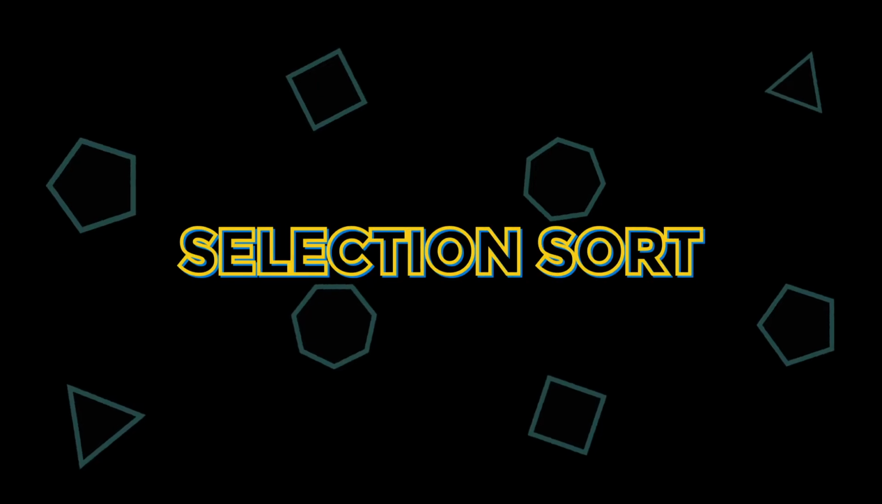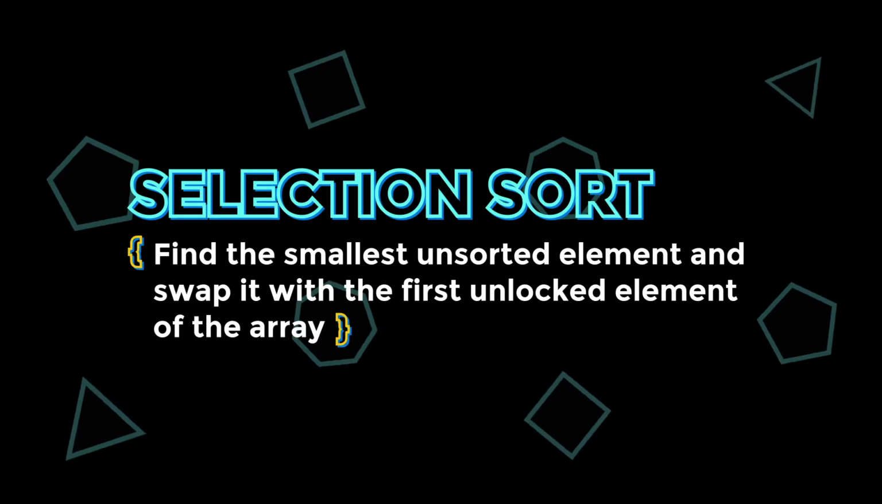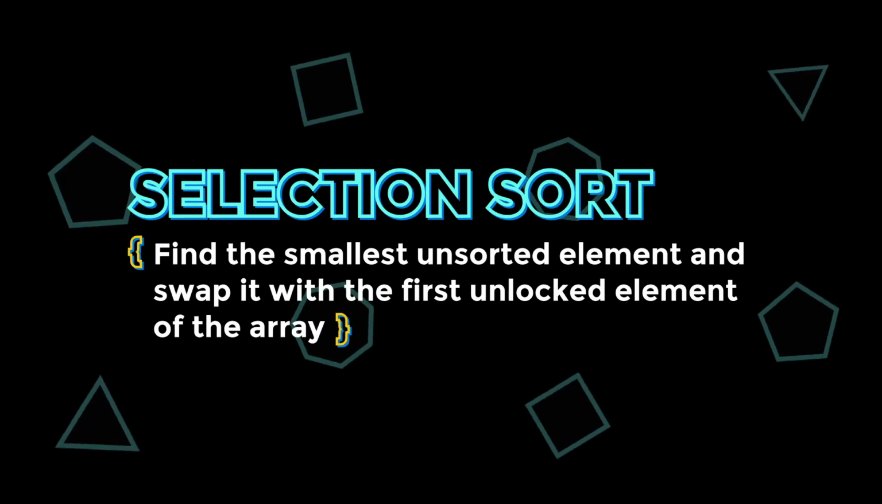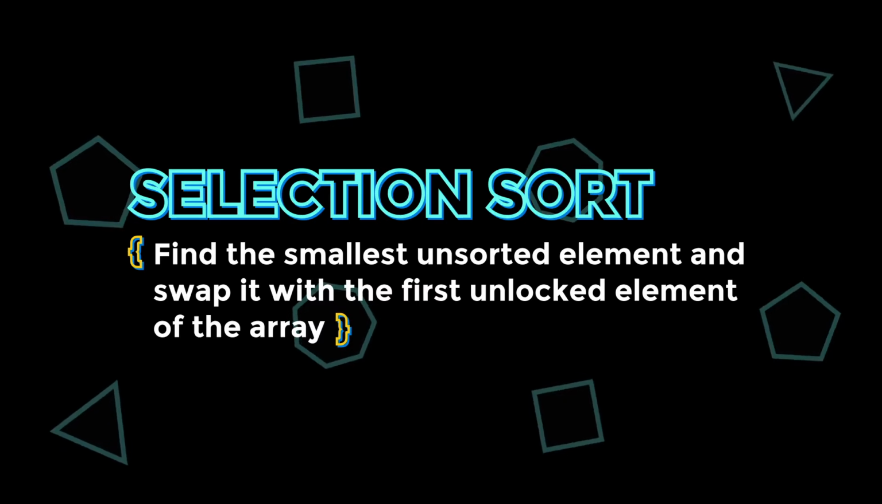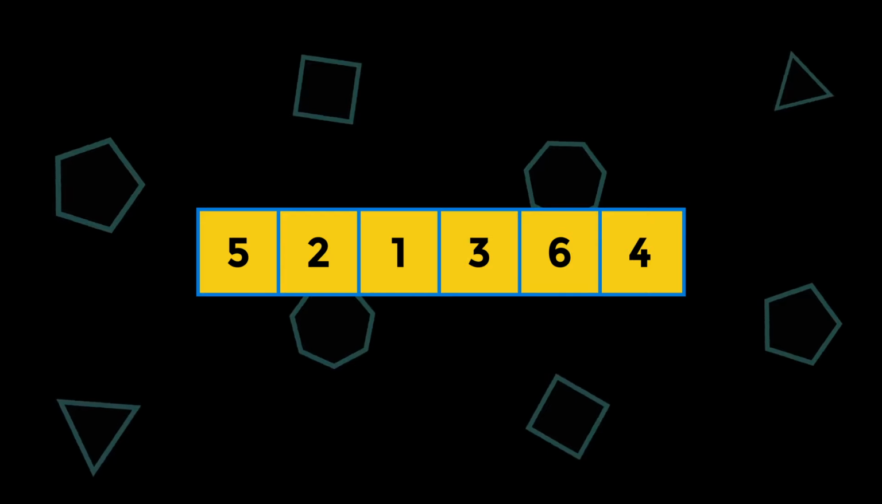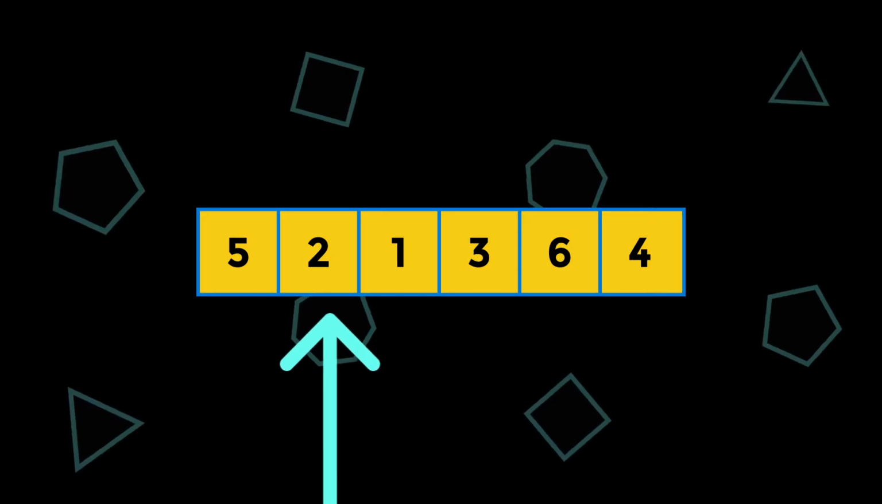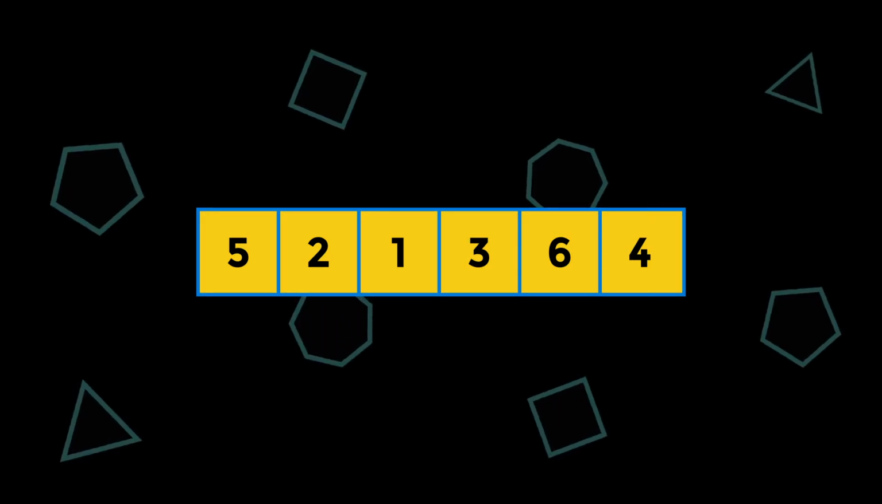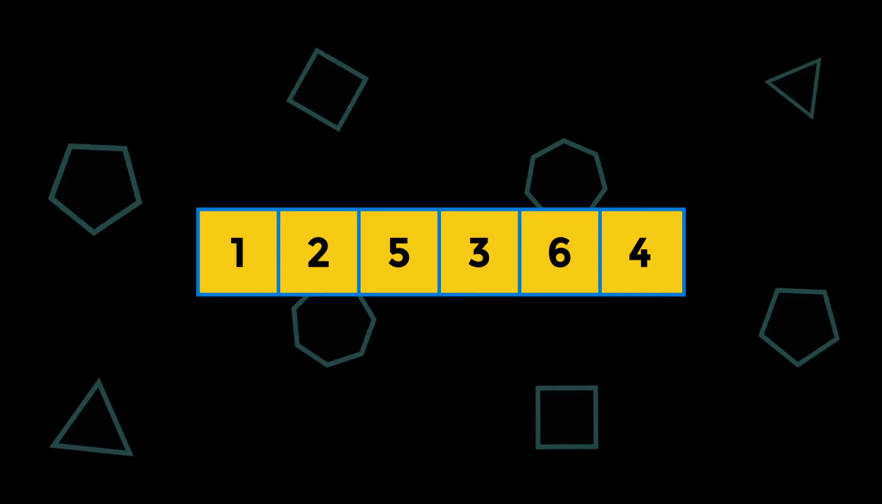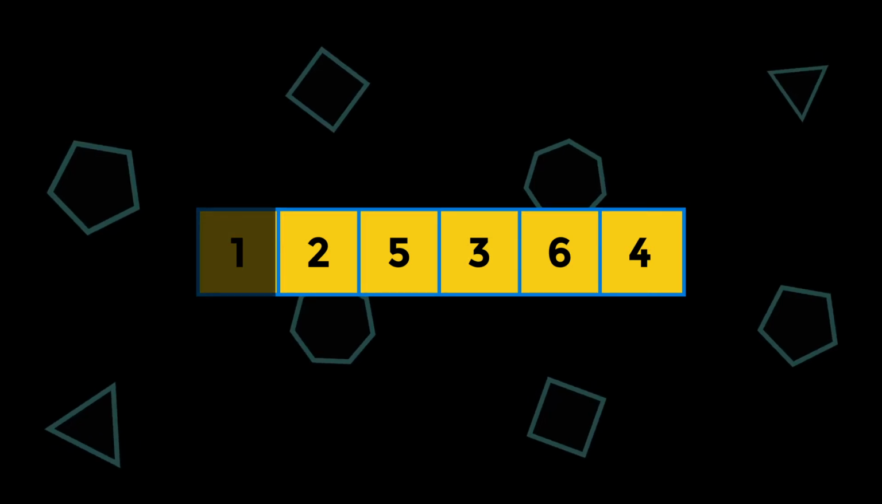In this video, we're going over yet again another sorting algorithm known as the selection sort. The idea of this algorithm is to find the smallest unsorted element and swap it with the first unlocked element of the array. So let's say we have this array of numbers which are not sorted. So I have to search the whole array to find the smallest value, which in this case is 1. Then we switch it for the first value, then we lock it in its place because it's the smallest value.